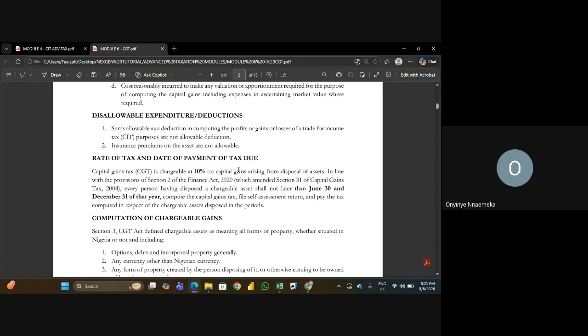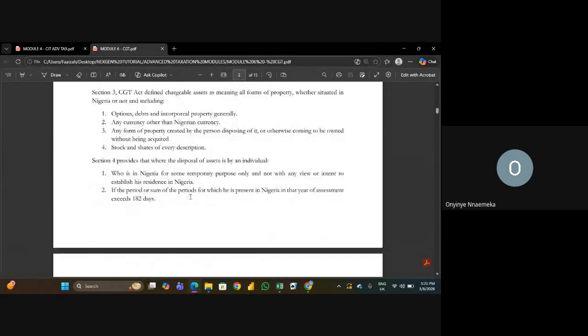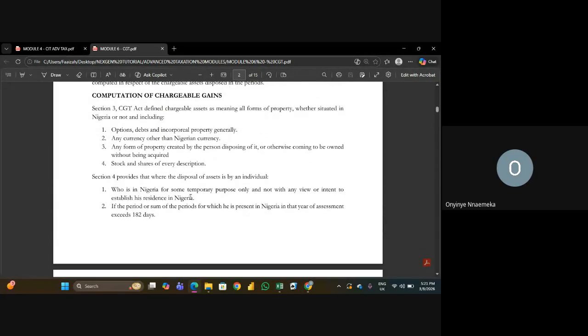Can it be next year? Oh, it's not PYB, but what? AYB. Clock that. Computation of chargeable gains. How do you compute your chargeable gains now?